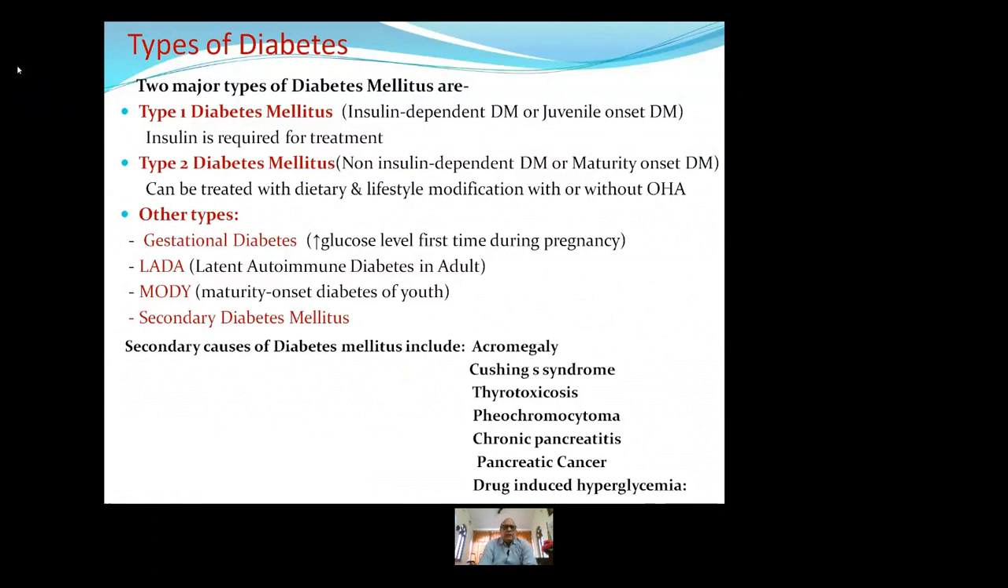Other types of diabetes mellitus: gestational diabetes, when increased glucose level is first seen during pregnancy; LADA, latent autoimmune diabetes in adults; MODY, maturity onset diabetes of the young. Secondary diabetes mellitus. Secondary causes of diabetes mellitus include acromegaly, Cushing syndrome, thyrotoxicosis, pheochromocytoma, chronic pancreatitis, pancreatic cancer, and drug-induced hyperglycemia.